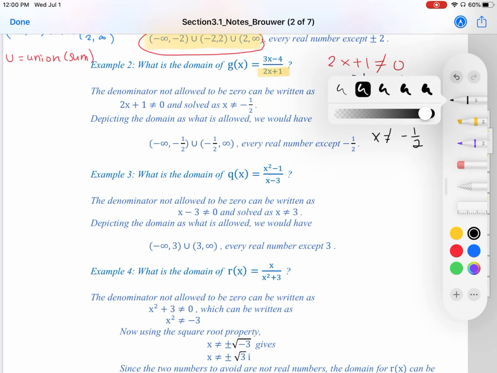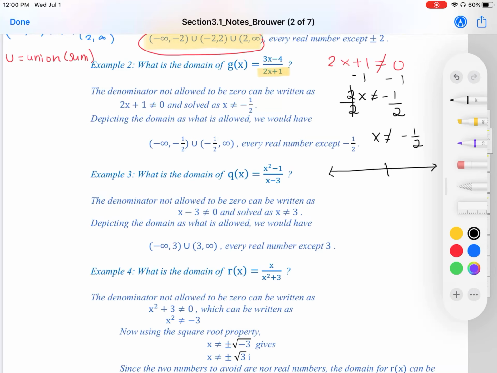So let's draw the number line so we can see what's going on. We're just looking at the number -1/2, and it can't be that number, but it can be any number smaller than that, and it can be any number bigger than that. So let's write this in interval notation. We start from the left. That would be negative infinity, and then we stop at -1/2.